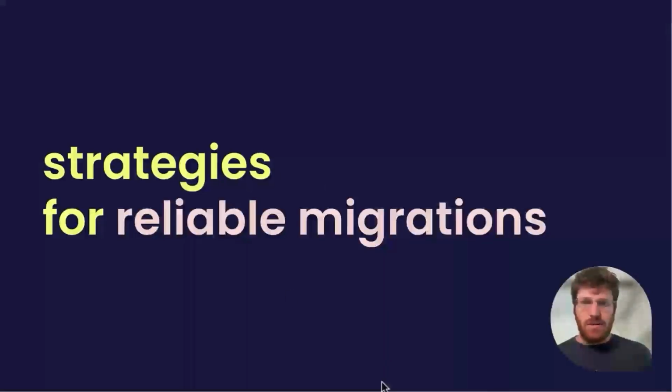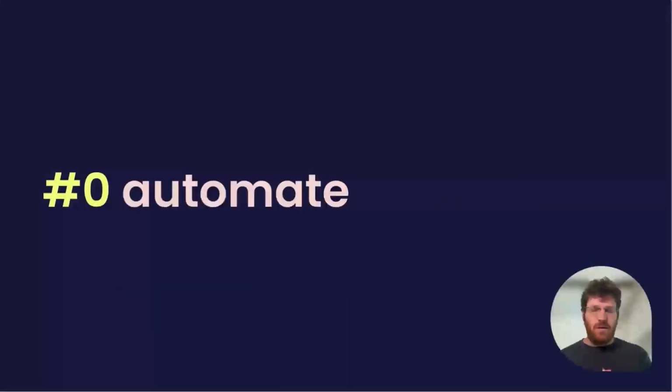Okay, with the introductions behind us, we are finally ready to discuss 5 strategies for reliable database schema migrations. The first one I want to talk about is so important that it gets the digit 0. It's not included in the 5 strategies, but it's just a baseline that I want to get out of the way before we start discussing this stuff.